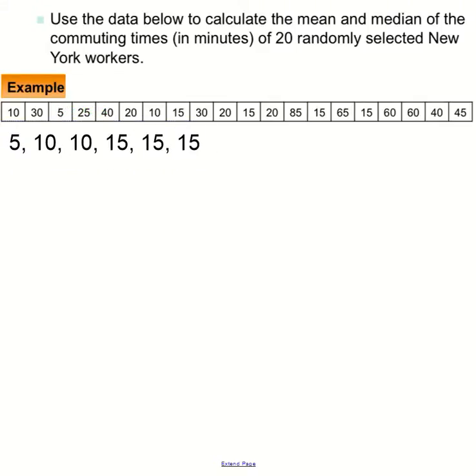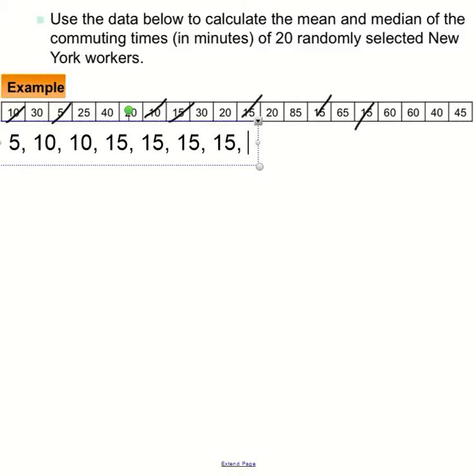Let's just make sure that we've got all these smaller numbers. So here was the 5, 10, 10, 15, 15, 15. Oh, good thing I checked. There's another 15. So we're taking care of that 15. All right, so now we've got those smallest numbers.